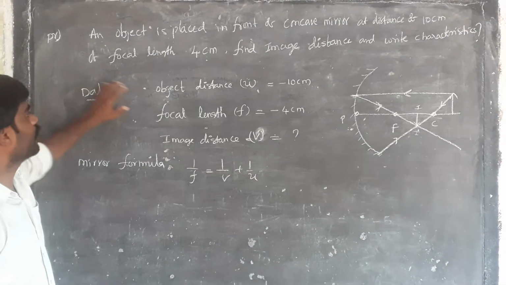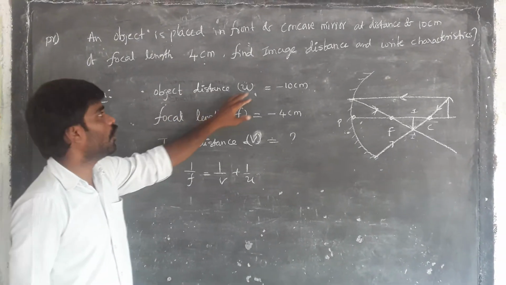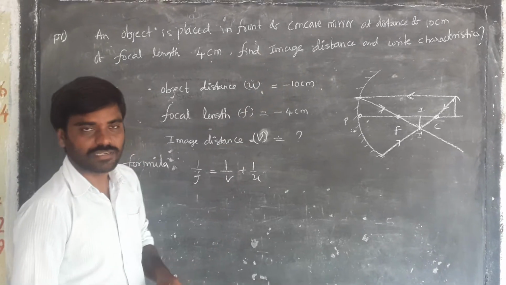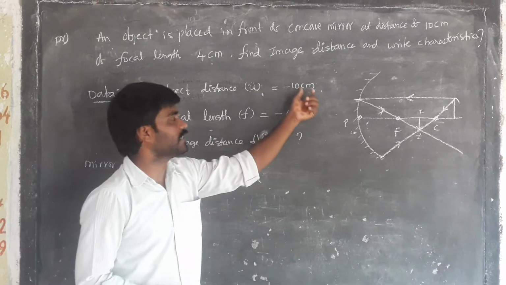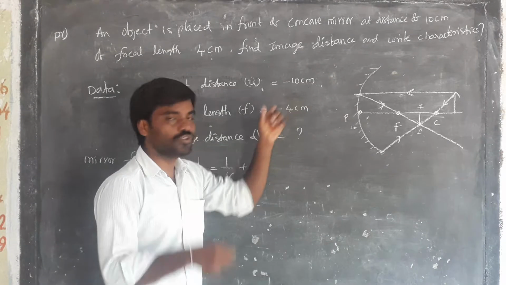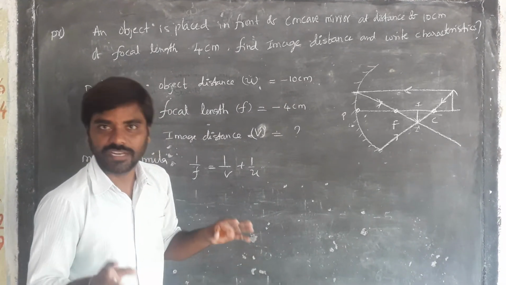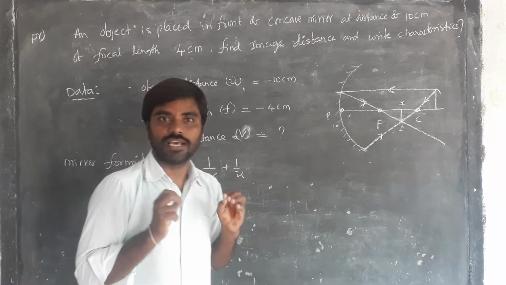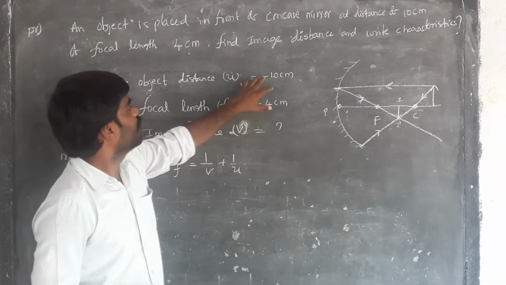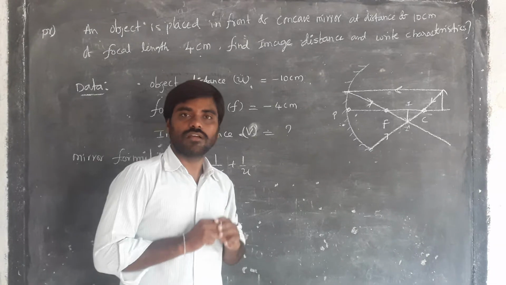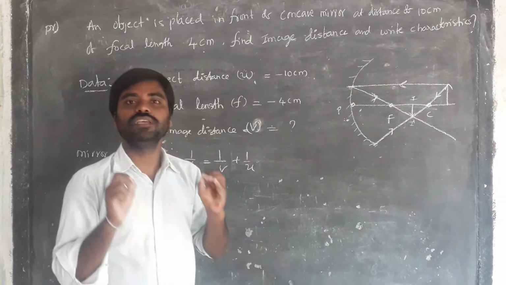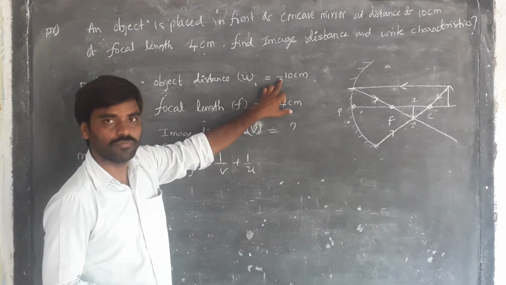Then, coming to the data, first we have object distance. Object distance they mentioned as 10 centimeters. Then you should take 10 centimeters. Then here we should use the sign convention, because without sign convention we can't solve the problem in the right method and to get the right answer. For that, every object distance in a concave mirror or convex mirror should be negative. For that I take it as negative.